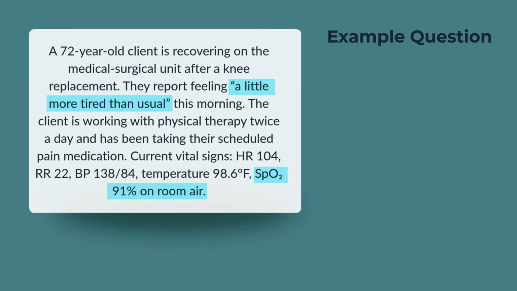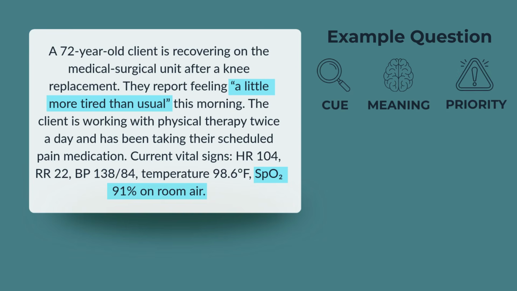Now, let's look at what the cue means. An SpO2 of 91% tells us the client isn't oxygenating as well as expected. When you match that with the new fatigue, you're seeing early signs of decreased oxygen delivery. We're not diagnosing anything here. We're simply recognizing that the client may be moving in the wrong direction. That interpretation sets the stage for what the question will expect you to prioritize.